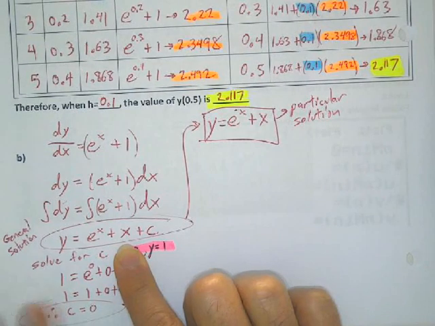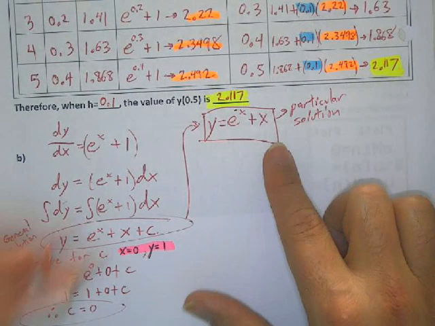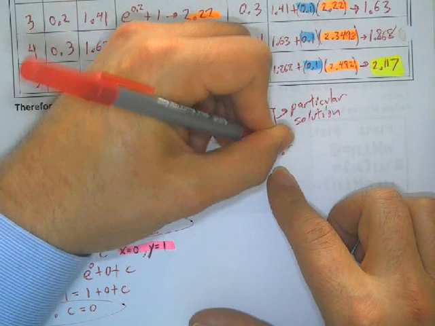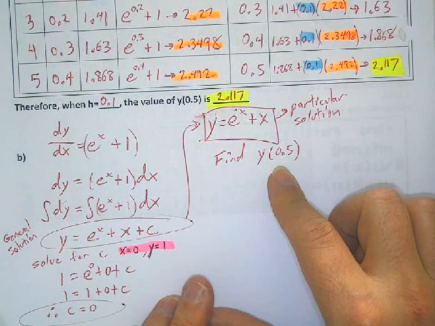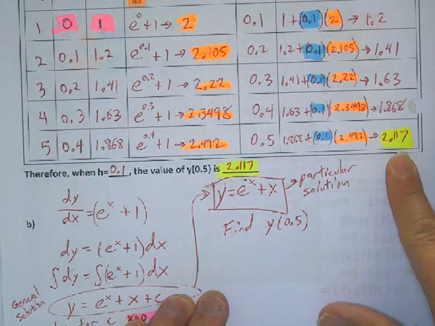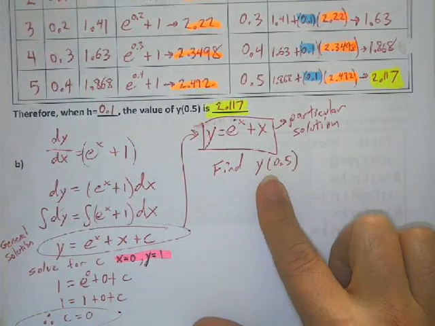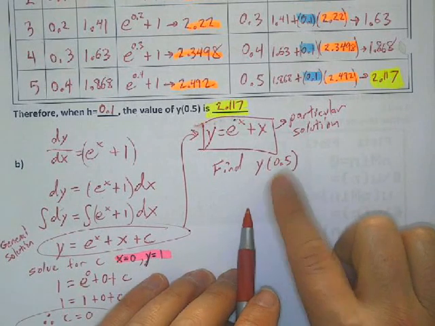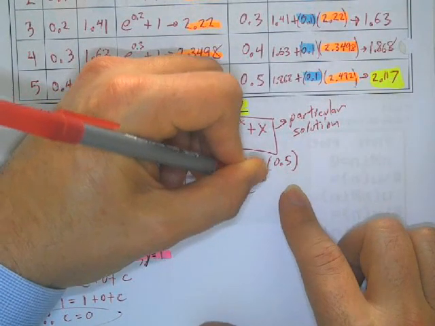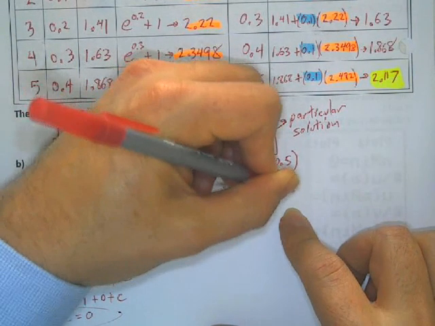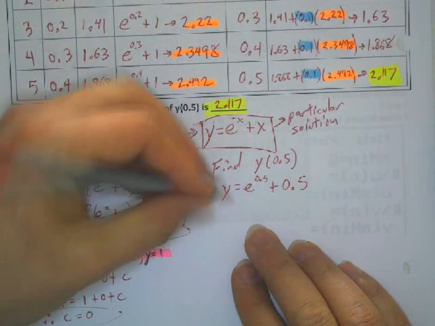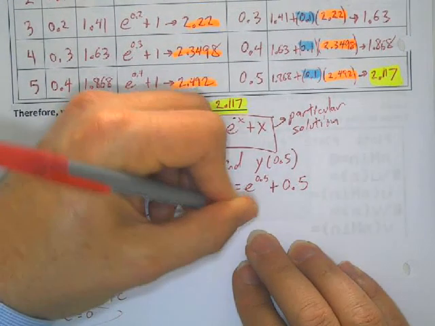This is our particular solution. And now we are going to find the value of y when x is 0.5. We know using Euler's formula with a step of 0.1, we know the answer is this. Now let's find the exact solution using calculus. So if I plug in 0.5 for x, we have y equals e to the 0.5 plus 0.5, and I get y equals 2.148.